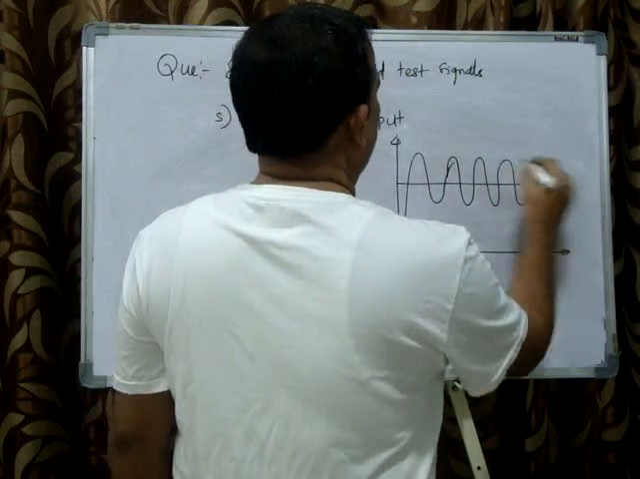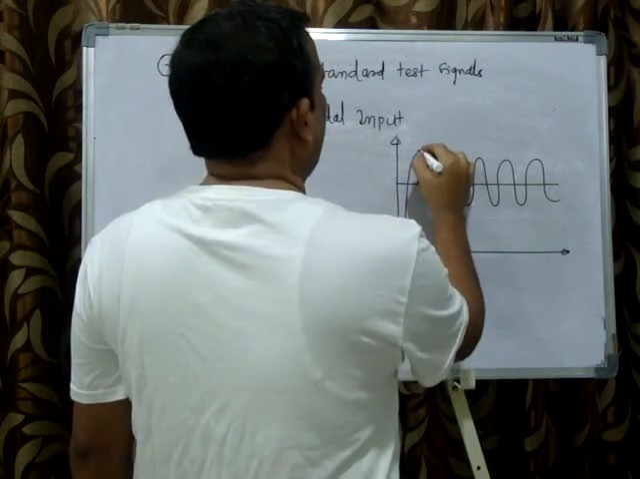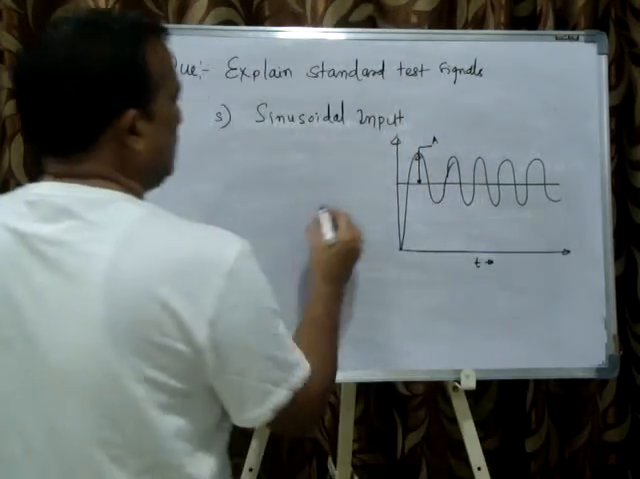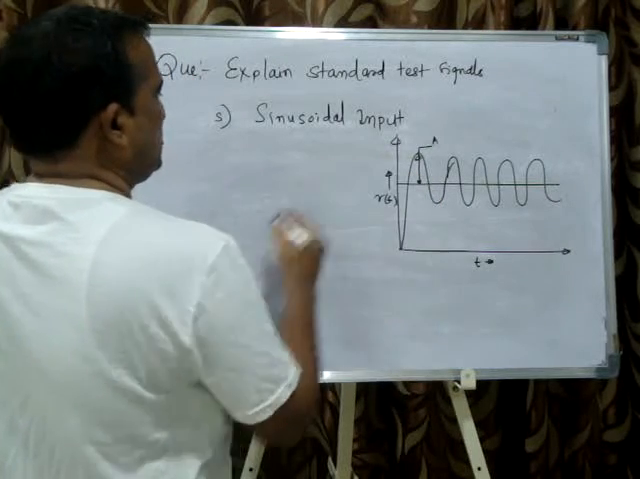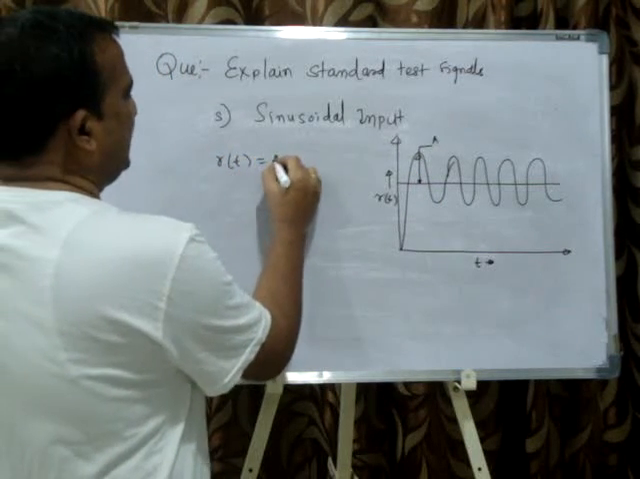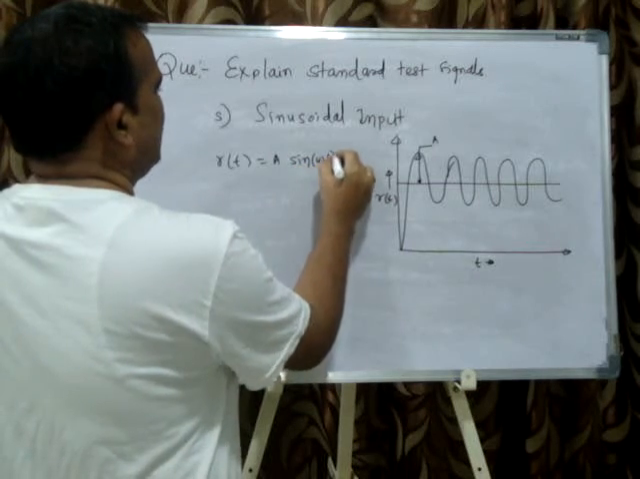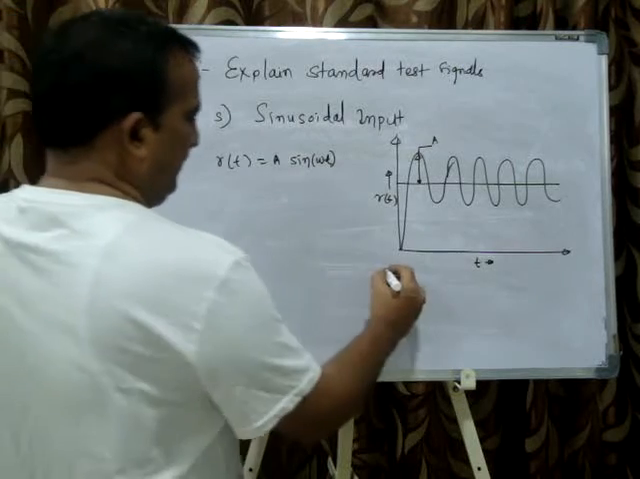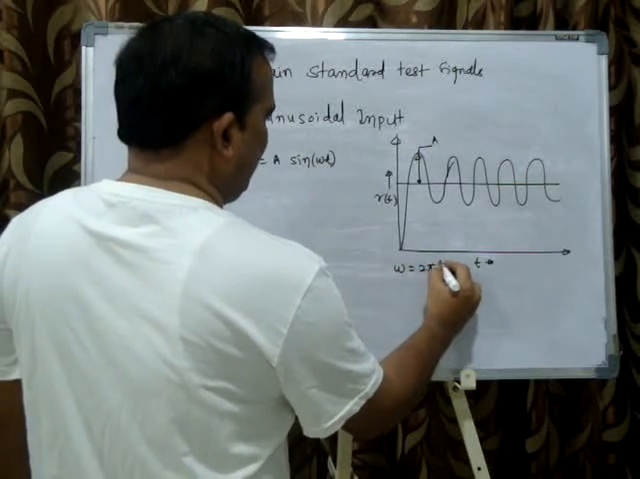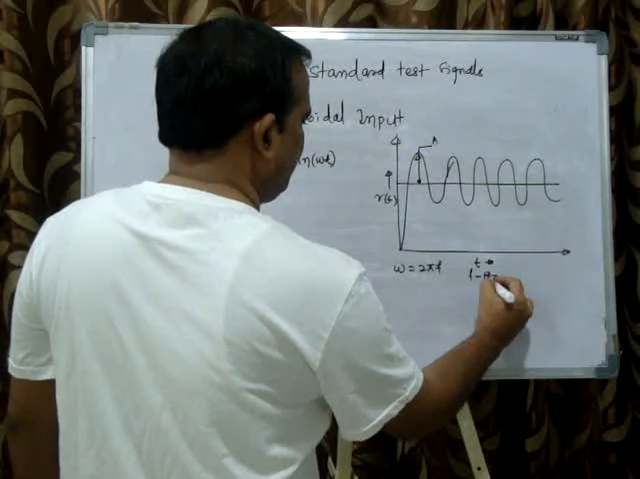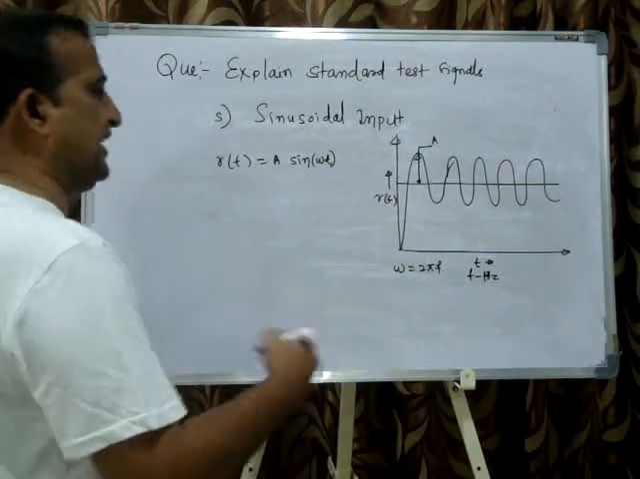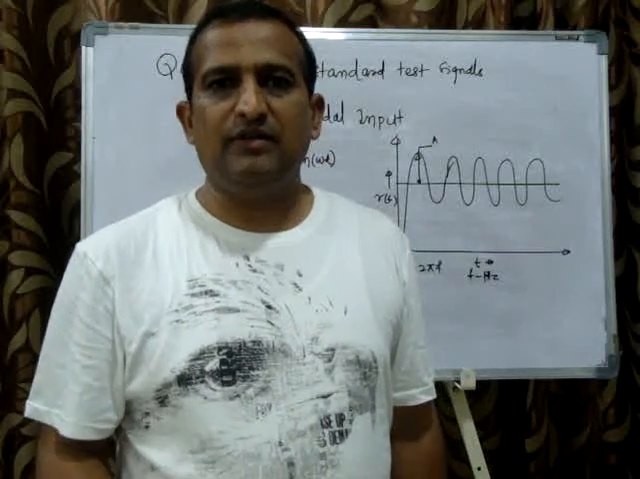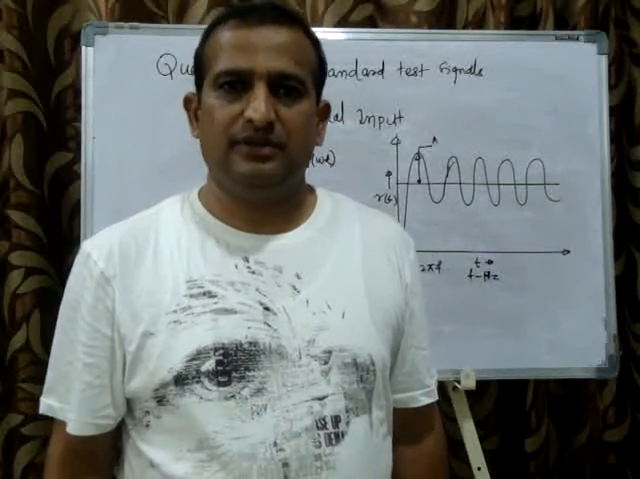Suppose the input is A, so R of t. So what will we write? R of t equal to A sine of omega t. It has a frequency. Now the frequency omega is equal to 2 pi f, where f is in hertz, we know. Hertz is nothing but the number of cycles per second, and we will convert into the standard unit: omega is equal to 2 pi f in radian per second.